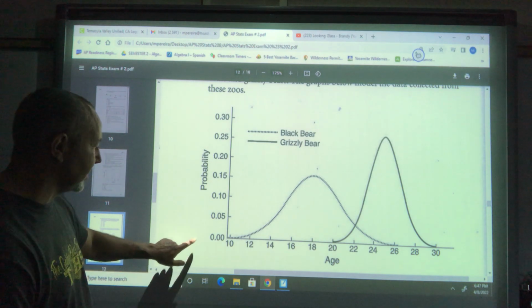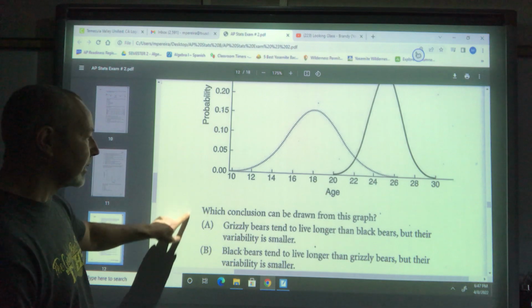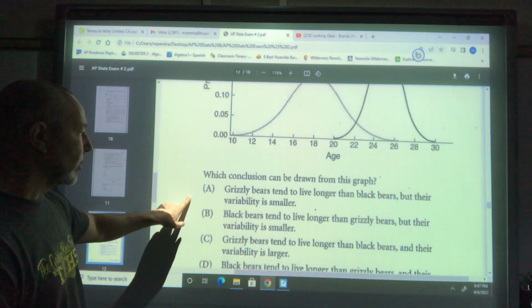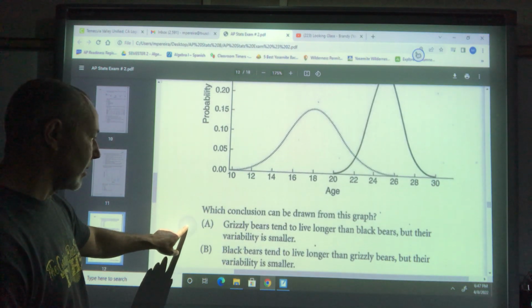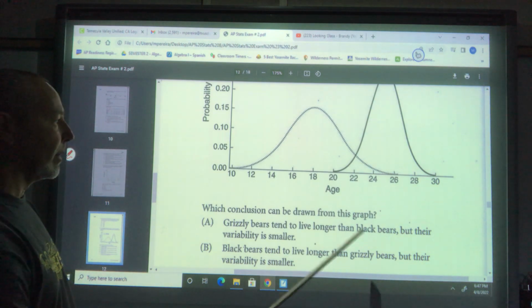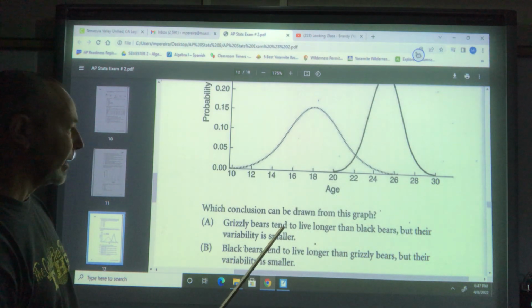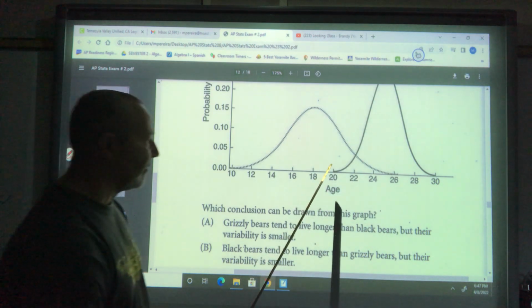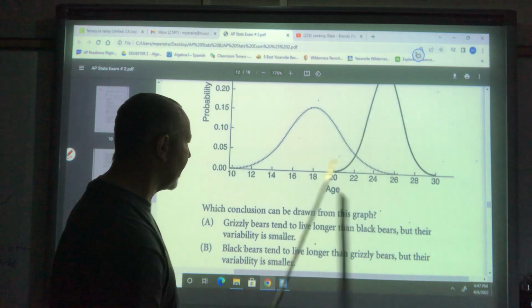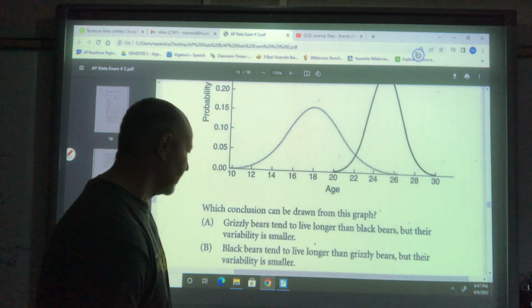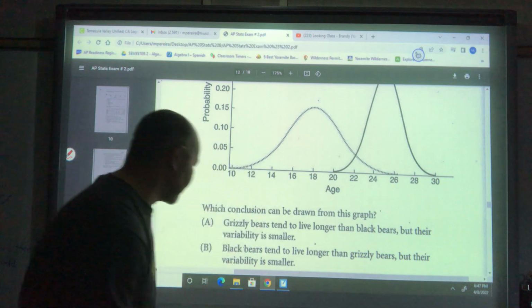Let's go see what the question is here. Which conclusions can be drawn? A, grizzly bears tend to live longer than black bears, but their variability is smaller. Their variability is smaller than the black bears. So that one looks like it's true.